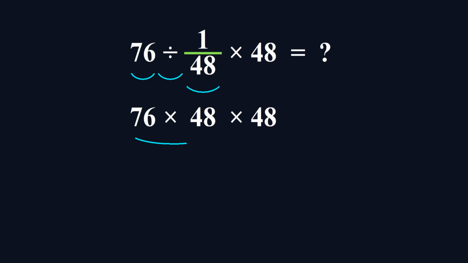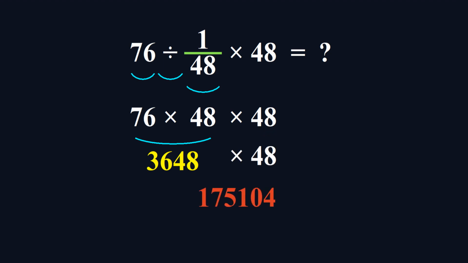76 times 48 gives us 3,648. So 3,648 times 48, which equals 175,104. And so our final answer to this problem is just 175,104.